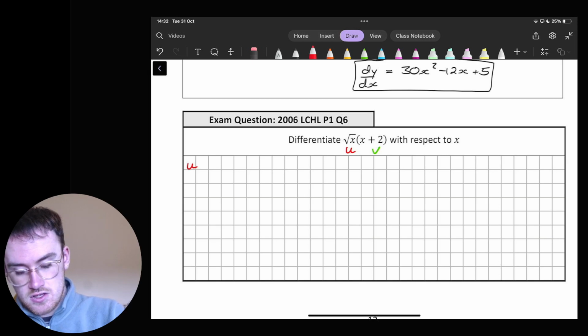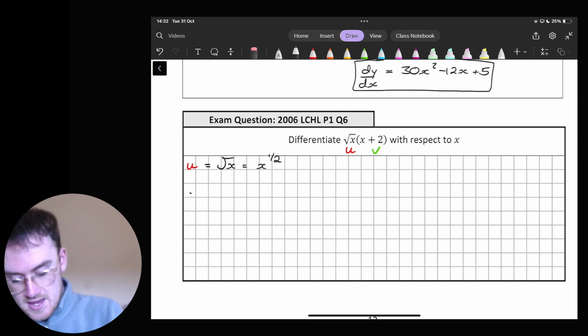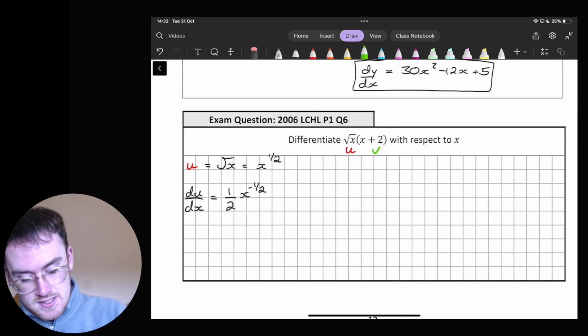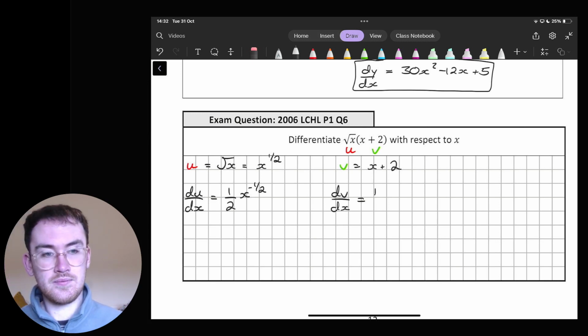So that means that u is going to be the square root of x, which is the same as x to the power of a half. And to get the derivative of that then, we multiply by the power and reduce the power by 1. Same thing with v then. So v is x plus 2, and the derivative of v is just going to be 1.